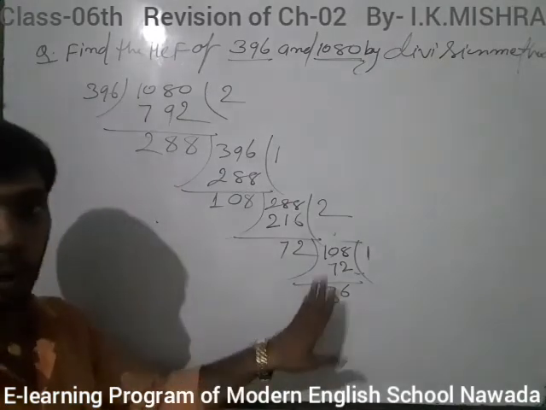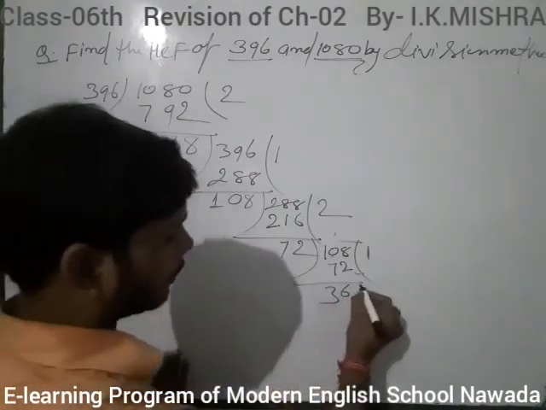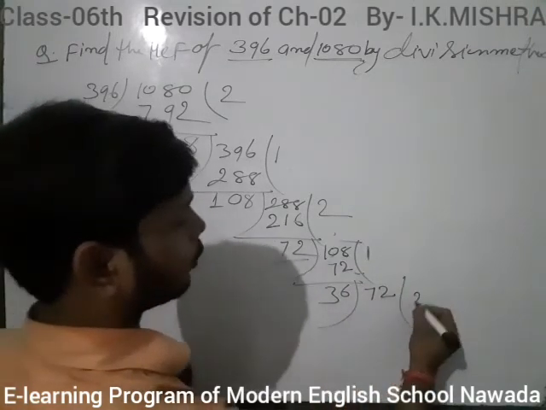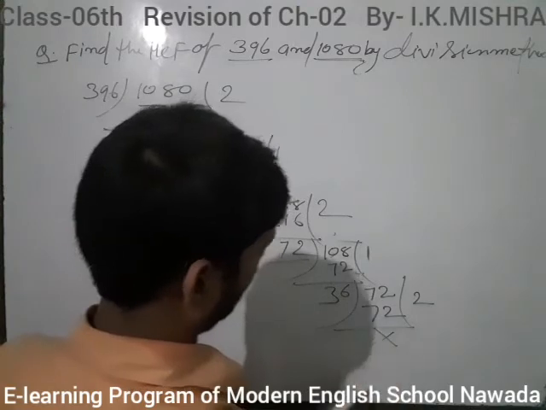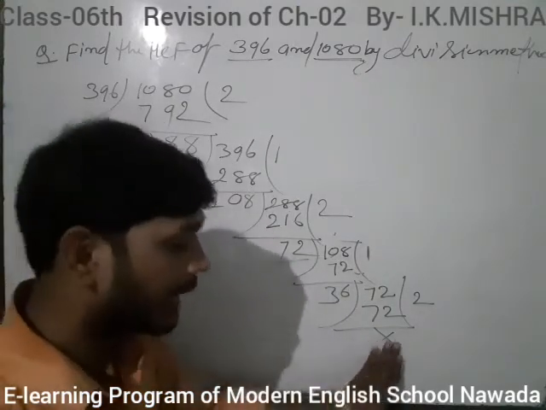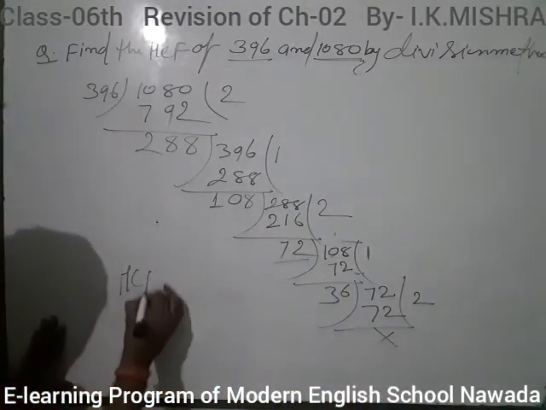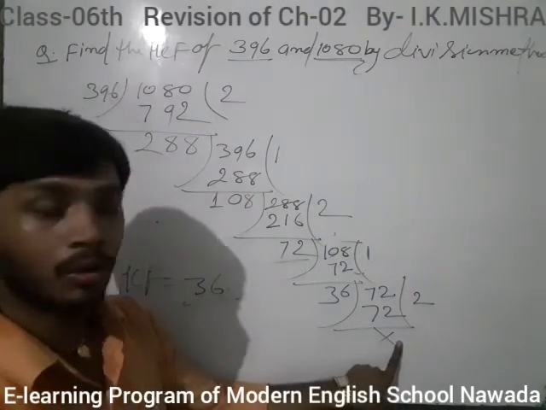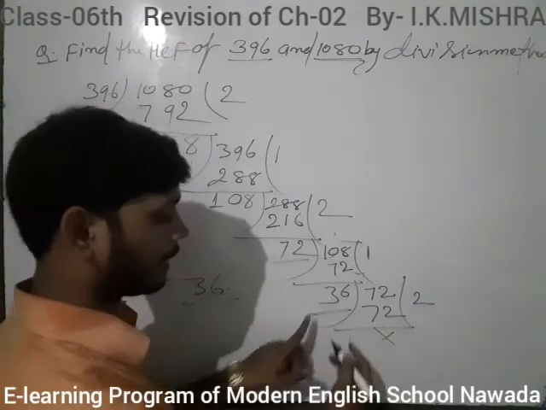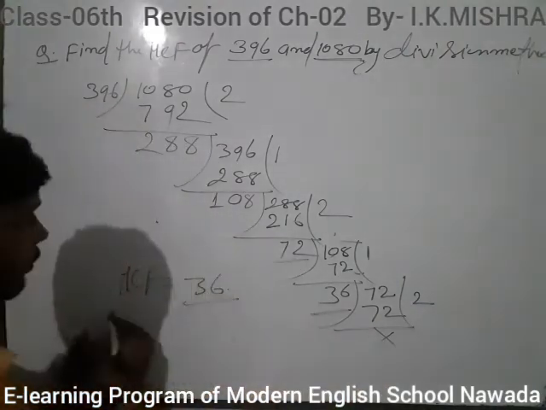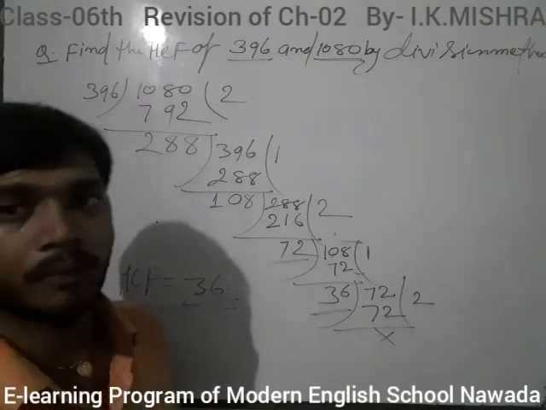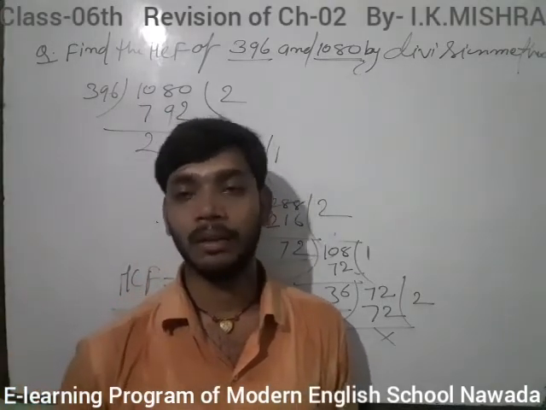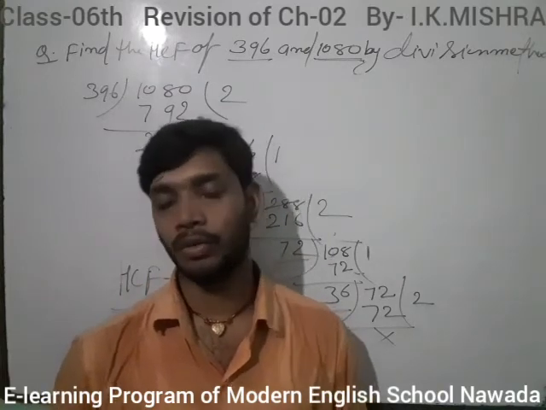Again do the same process and now divide 72 by 36. So 2 times 36 is 72. Here the remainder is 0. So HCF is equal to 36. That means when the remainder is 0, then its divisor will be the required HCF. So HCF is equal to 36. Similarly students, you can find the HCF of any numbers given in the questions.